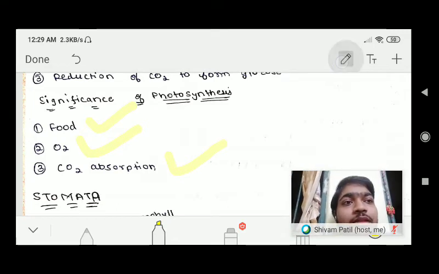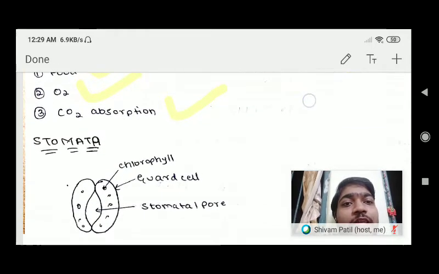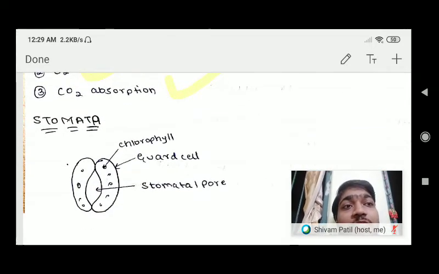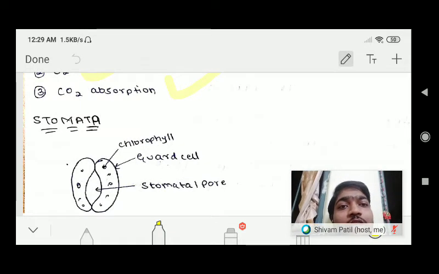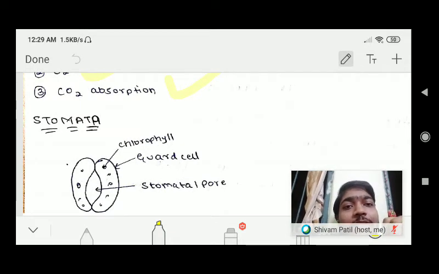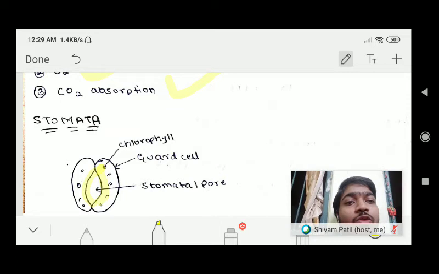Okay, so let us see one by one each step. First, let us see how the CO2 is absorbed from the environment. So CO2 is taken inside the plants with the help of the stomata. You can see here that stomata has a small stomatal pore through which the gas can enter inside the leaf.